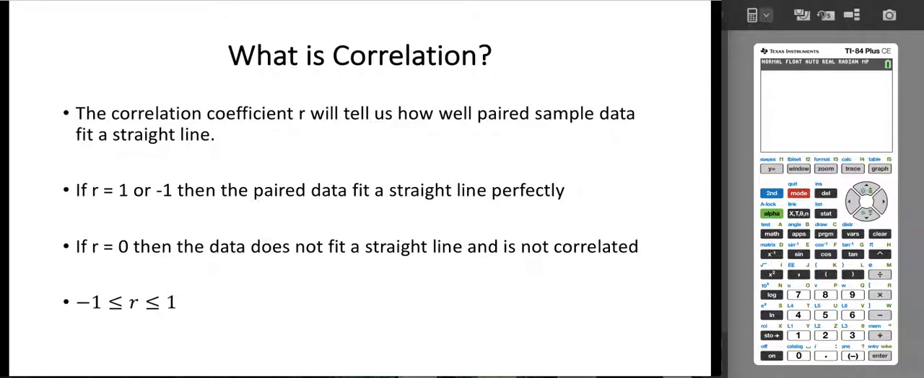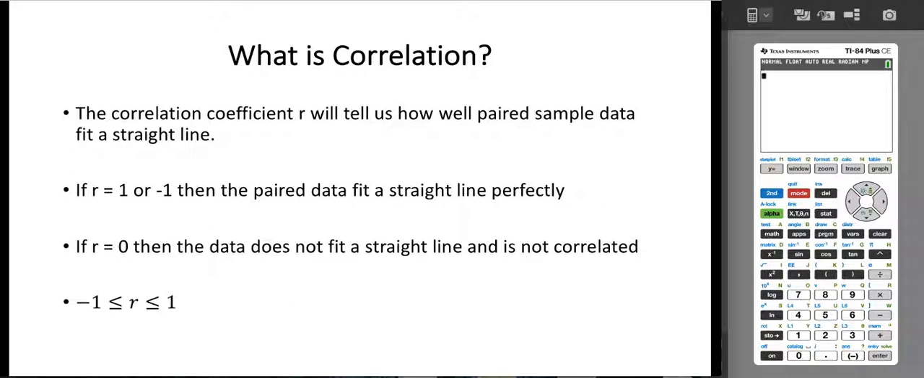So what exactly is correlation? What does that mean? Well, the correlation coefficient is R, and that tells us how well paired sample data fit a straight line. So if R is equal to 1 or if R is equal to -1, then the paired data fit a straight line perfectly. The closer R is to 1 or -1, the more closely the data fit a straight line.